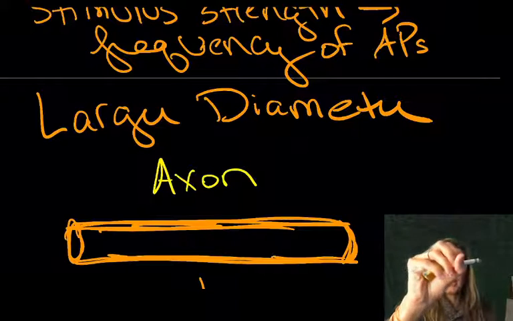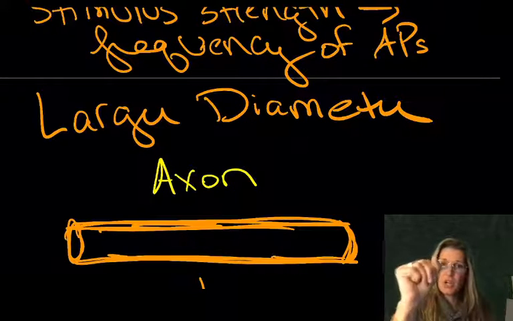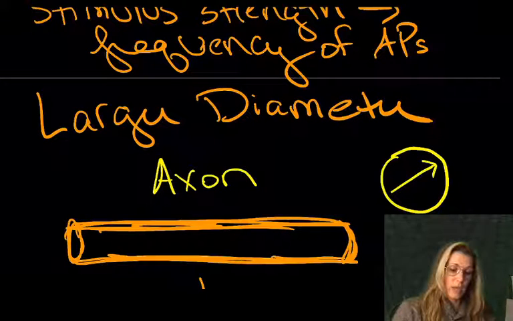And then we turn it, and we look down the middle of it. So if we take an axon and we turn it and we look down the middle of it, what we're looking at is the diameter. So the diameter is, how big is it this way?